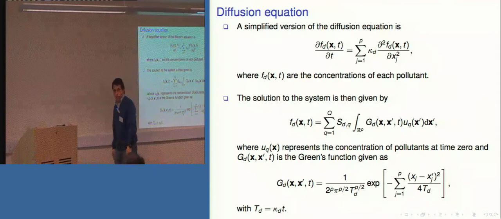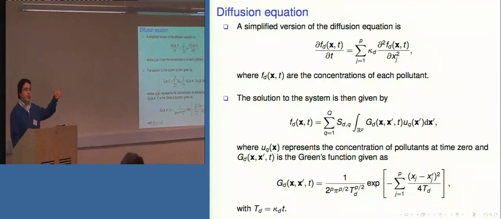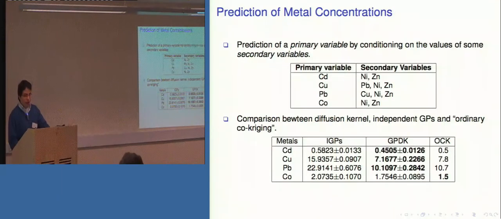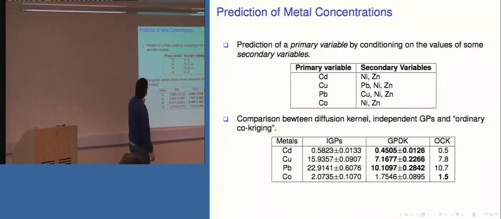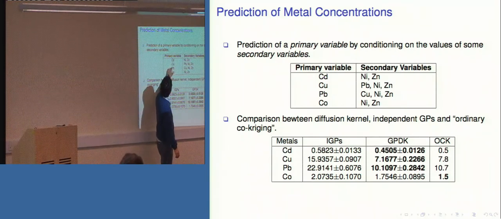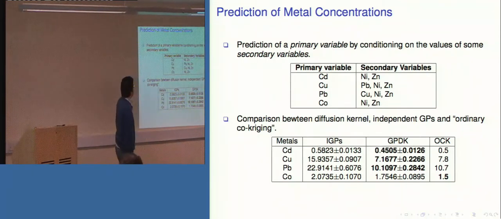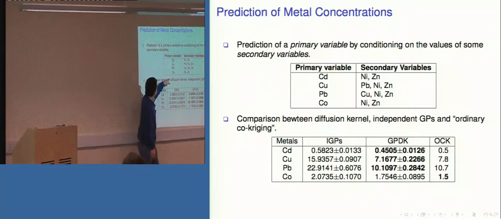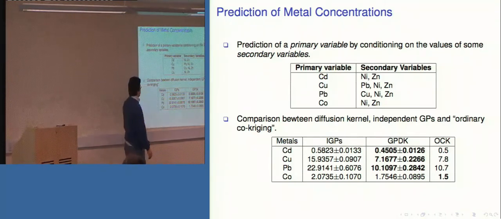So we derive the covariance function using the same procedure that we did before for the dynamical system. We use our Gaussian process, we estimate the hyperparameters, and then we do prediction in the usual way. So this is an example. Some results we have here. This is the task I have: I want to predict this primary variable, which is cadmium, based on nickel and zinc, for example, and so on. So these are the primary variables and the secondary ones.